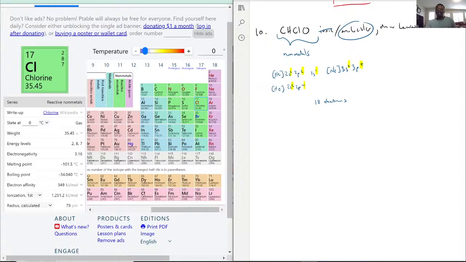Because carbon is kind of the best one to work with, since it has 4 electrons and can form pairs with each of the others, we'll put that in the middle. So we have C right here.